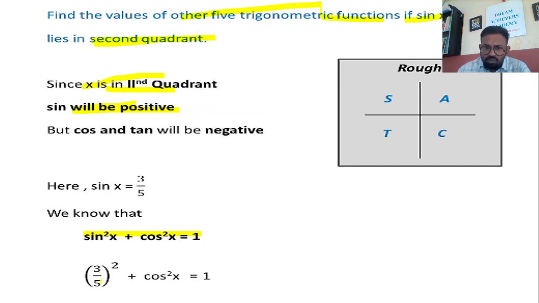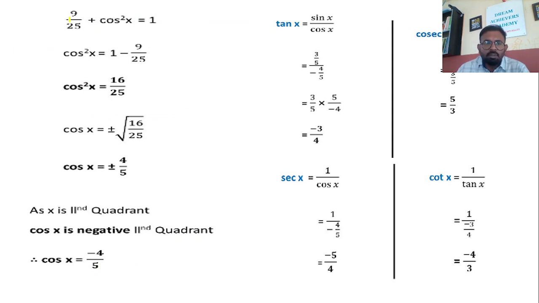So sin x value 3 by 5 whole square plus cos square x equals 1. So 3 by 5 square is 9 by 25 plus cos square equals 1. So cos square x can be written as 1 minus 9 by 25. So here 25, I will take LCM and I can substitute and solve it. So I will get what? 25 minus 9, 16 by 25. So 16 is also a perfect square, 25 is also a perfect square.